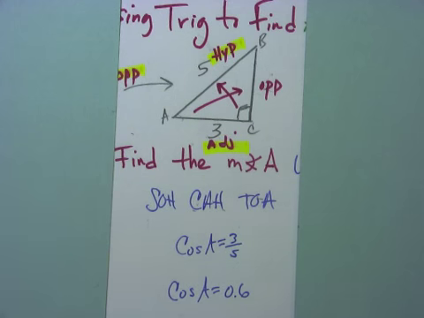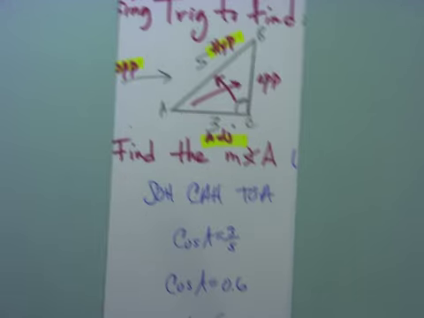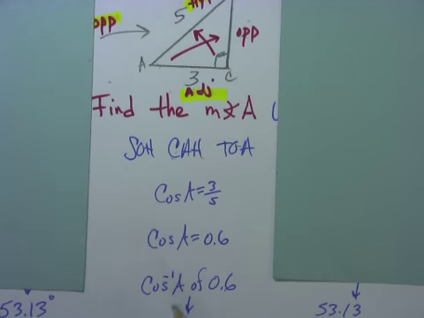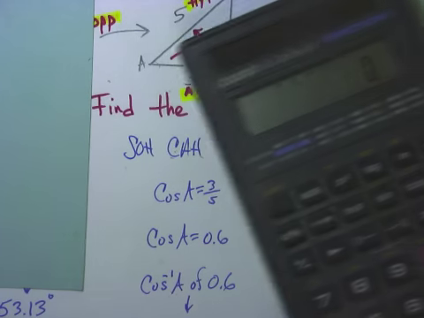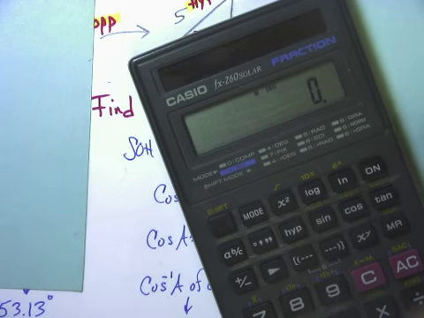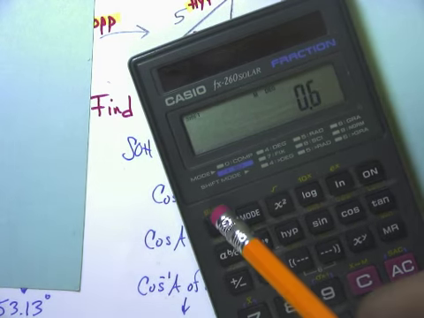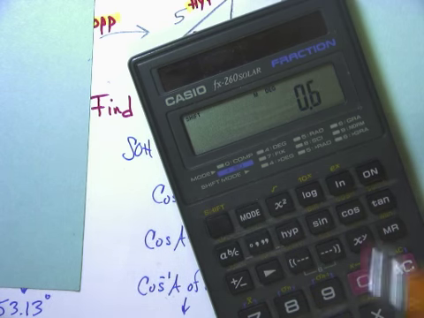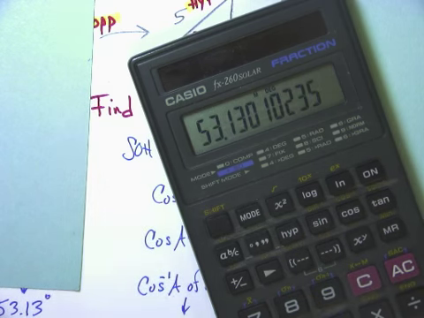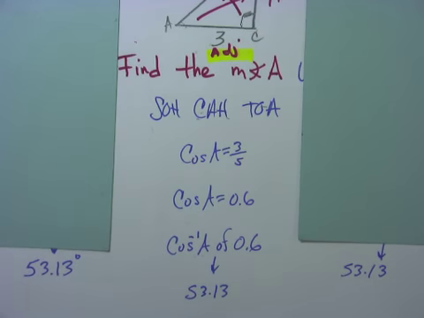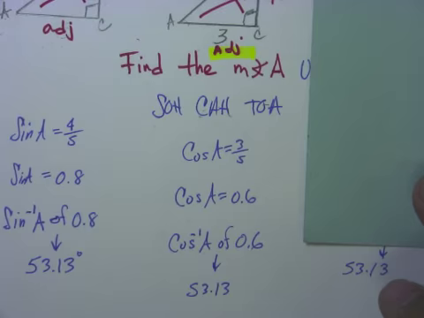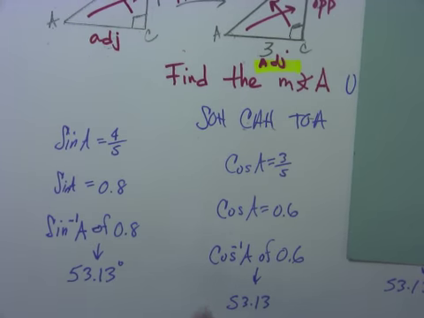So great, I got the trig ratio between these two sides. But I'm looking for the angle. So how do I find that? I have to take the inverse function of 0.6. So I'm going to type in 0.6 and hit shift so I can get the inverse function of the cosine, and that gives me 53.13.